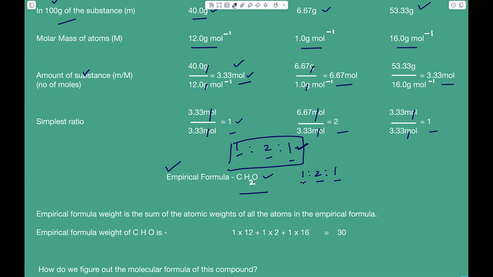If there is only one carbon atom, there must be 2 hydrogen atoms and 1 oxygen atom. And if there are 2 carbon atoms, then there must be 4 hydrogen atoms and 2 oxygen atoms, so that the ratio remains 1:2:1. Again, if there are 3 carbon atoms, there must be 6 hydrogen atoms and again 3 oxygen atoms to keep the ratio 1:2:1.